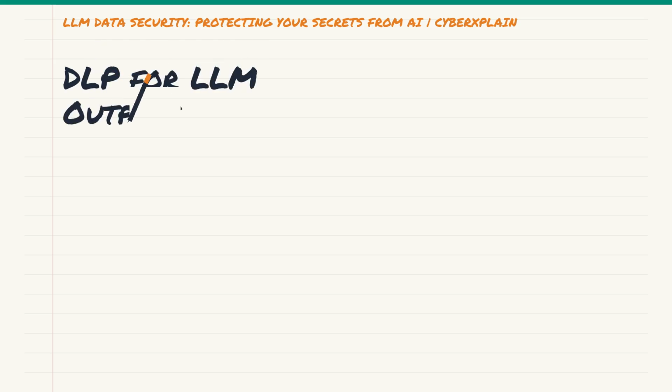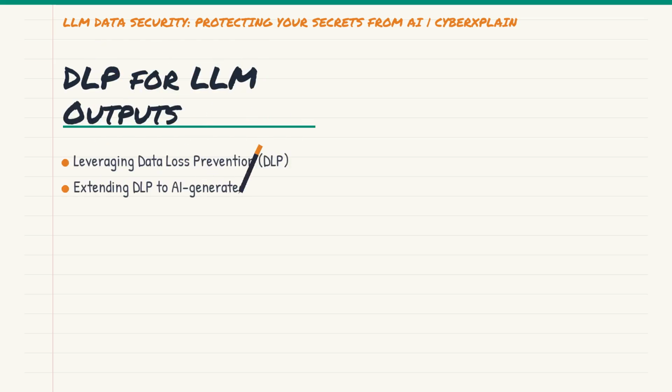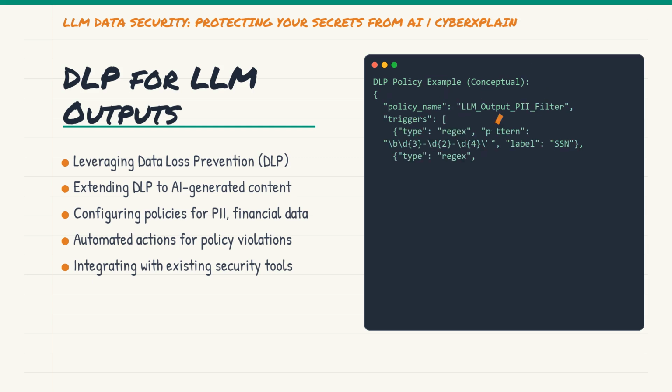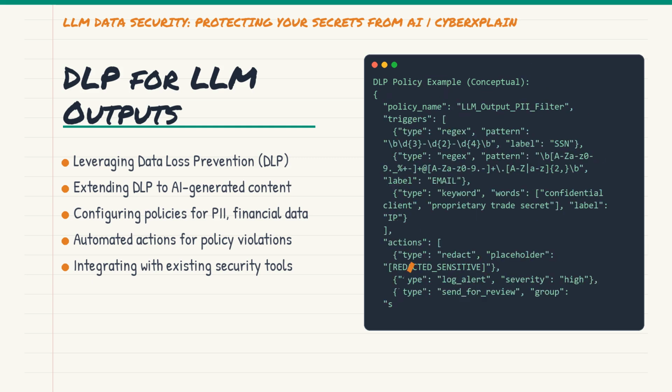This concept ties heavily into data loss prevention, or DLP. Many organizations already have DLP solutions in place for emails, file shares, and endpoints. We can extend these principles, and sometimes even integrate existing DLP tools to monitor and control LLM outputs. A good DLP system can be configured to detect specific types of PII, financial data, intellectual property keywords, or even patterns like credit card numbers, and then take automated action based on policy. It's a natural fit for LLM output protection.